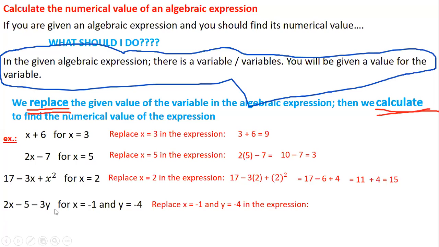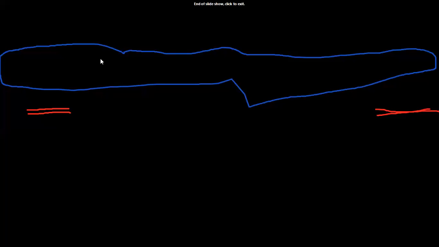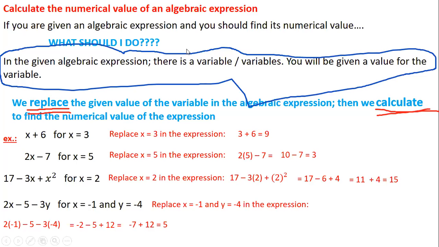If you look at the final algebraic expression, you are given 2 variables. You are given x and y. X should be replaced by -1 and y should be replaced by -4. Of course, x should be replaced between parentheses since it is multiplied by 2, and y, which is -4, should be replaced between parentheses since it is multiplied by 3, and we calculate the answer. This is how we find the numerical value of an algebraic expression.